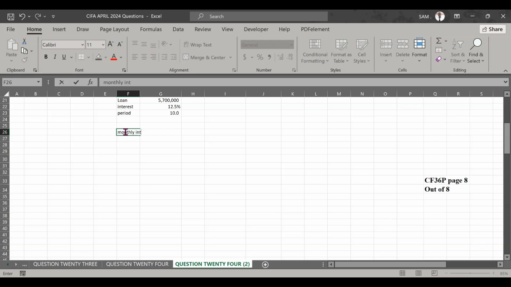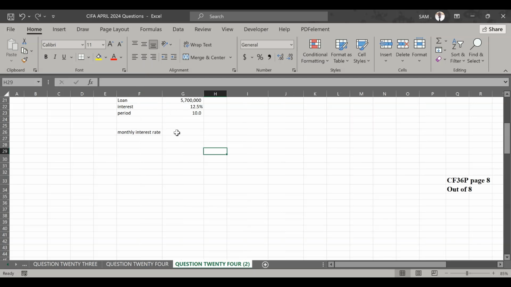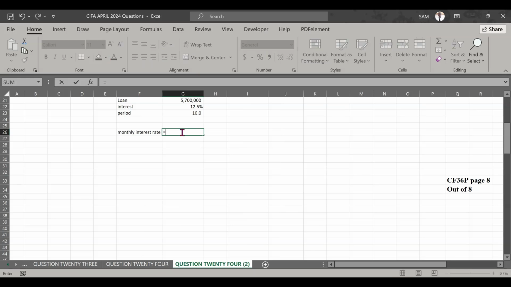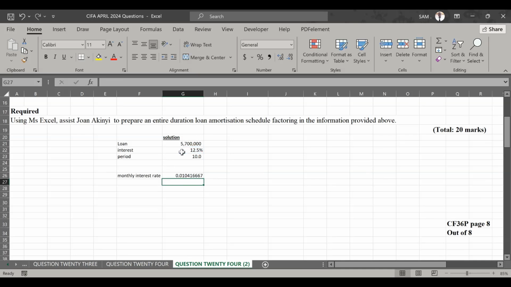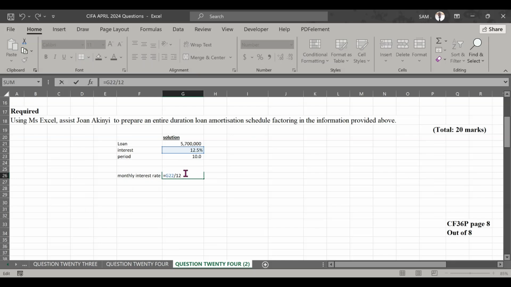So what is the monthly interest rate? When you talk about monthly interest rate, just ask yourself, how many months do you have in a year? We have 12 months. So we pick the annual rate that we've been given, 12.5, and we divide by 12. The decimal places are so many, so let me reduce them to 3 decimal places. So that is the monthly interest rate, 0.010, by just dividing the annual rate by 12. That's how we've gotten the monthly rate because you want to work with like terms.